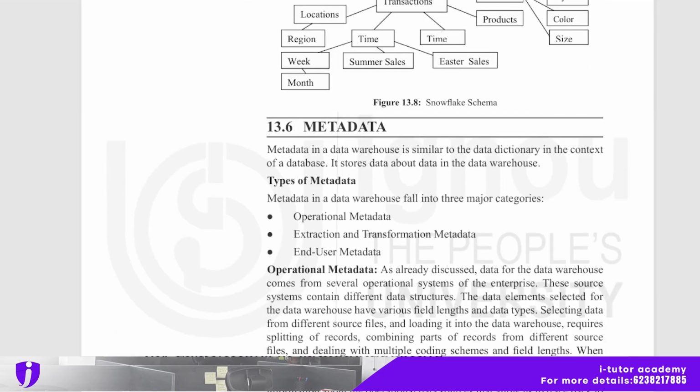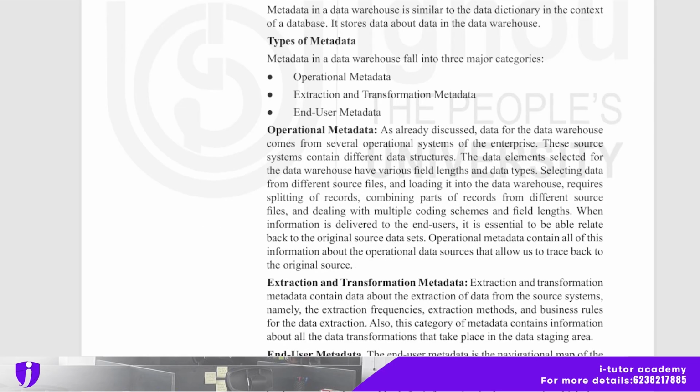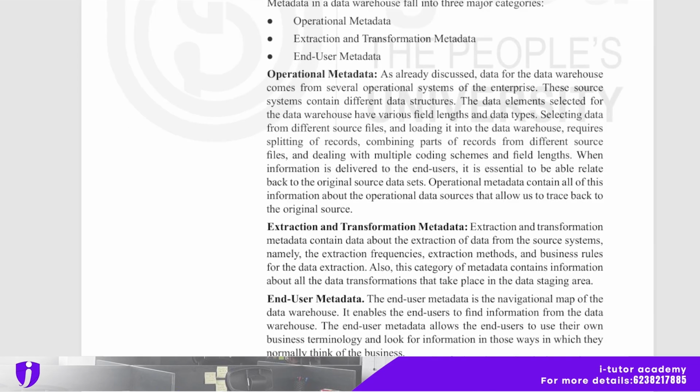And metadata. The metadata in a data warehouse is similar to the data dictionary in the context of a database. It stores data about data in the data warehouse. Types of metadata: metadata in a data warehouse falls into three major categories. There is operational metadata, extraction and transformation metadata, and end user metadata.